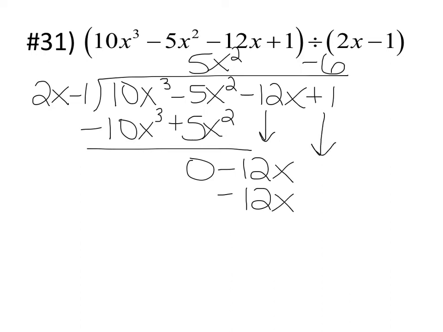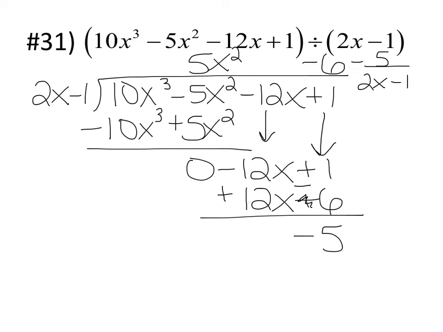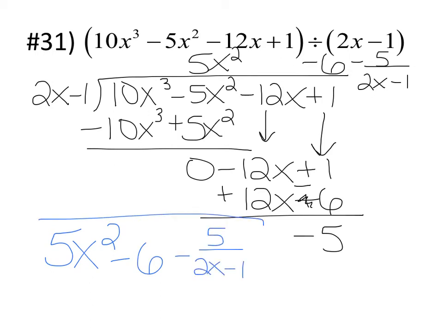And when you do that, you have to go ahead and bring down your next term as well. So you would just bring down 2 terms there. And then negative 6 times negative 1 is positive 6. Change your signs. And you end up with 12x and negative 12x give you 0, but 1 minus 6 gives you negative 5. So then your remainder is minus 5 over 2x minus 1. So when you write your answer, it's 5x squared minus 6 minus 5 over 2x minus 1.